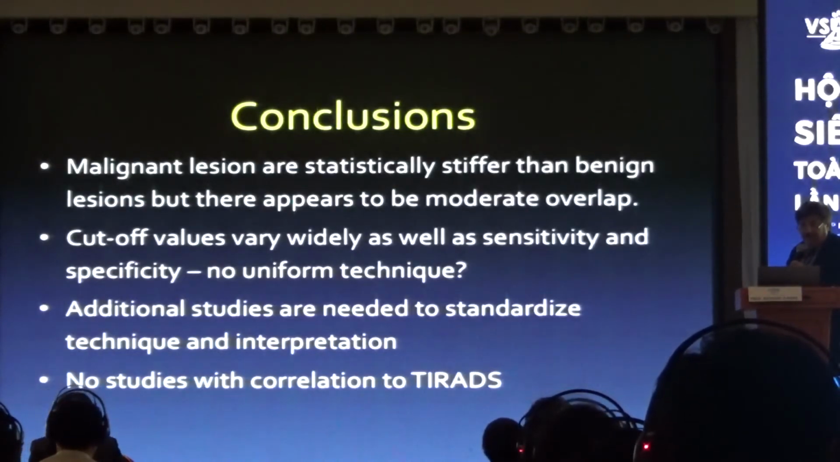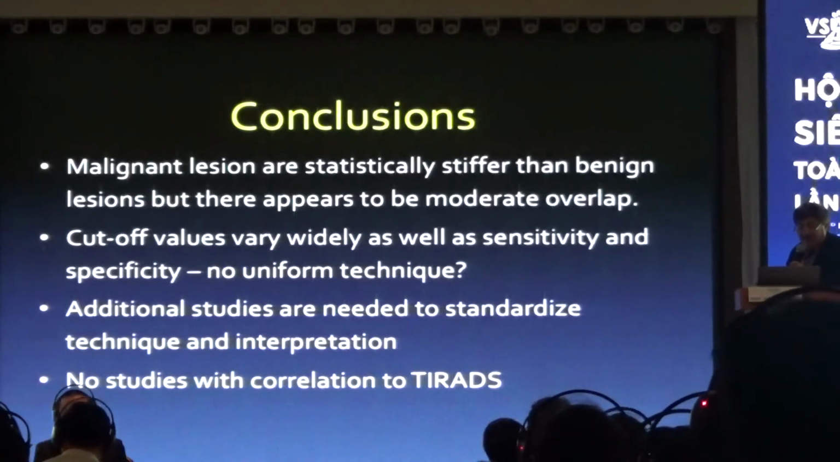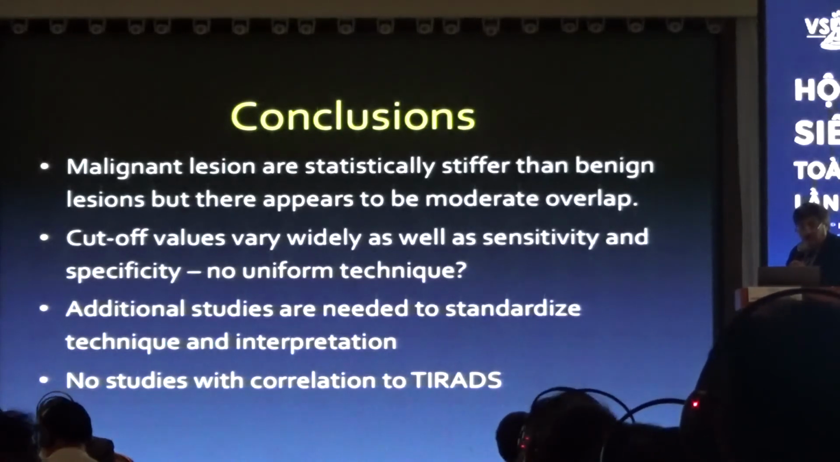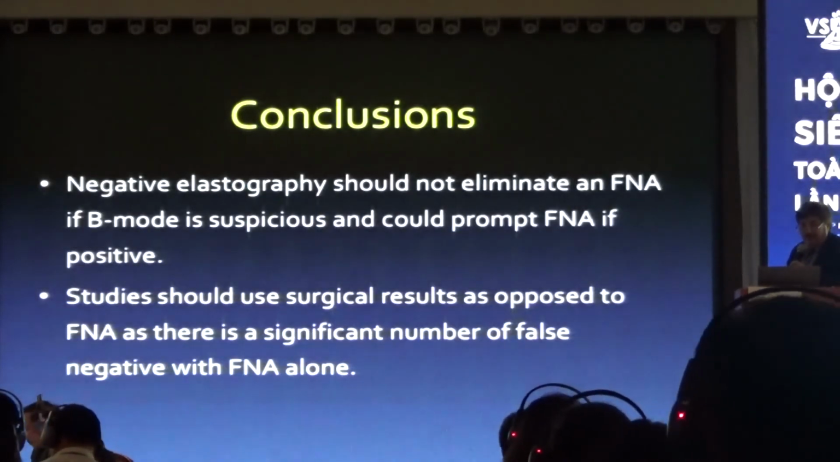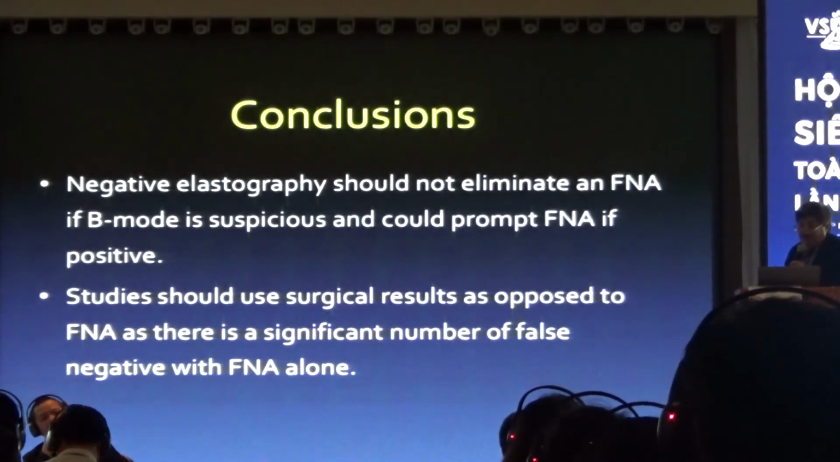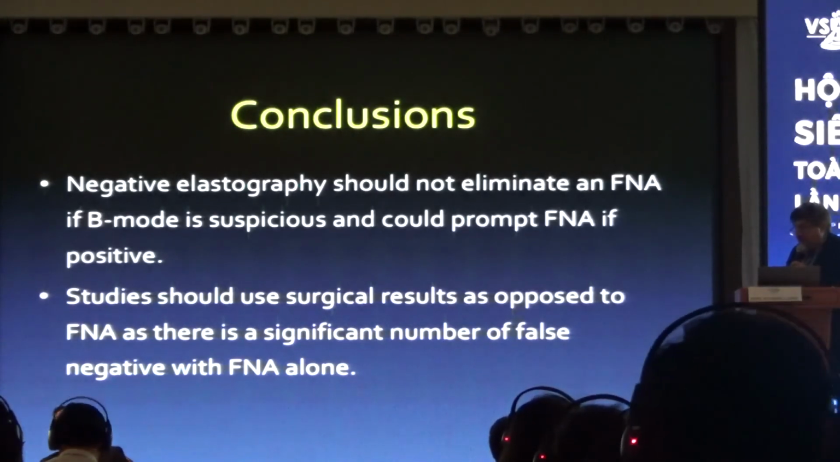So to conclude, malignant lesions are statistically stiffer than benign lesions, but there appears to be moderate overlap. Cutoff values vary widely, as do sensitivity and specificity, and we really have no uniform technique. Additional studies are needed to standardize the technique and interpretation, and to my knowledge, right now there are no studies that correlate elastography with surgical thyroid results. So negative elastography should not eliminate doing an FNA if the B mode is suspicious, but elastography could prompt an FNA if it's positive. And again, we really need to look at studies using surgical results as opposed to FNA because there are a lot of problems with just doing an FNA.